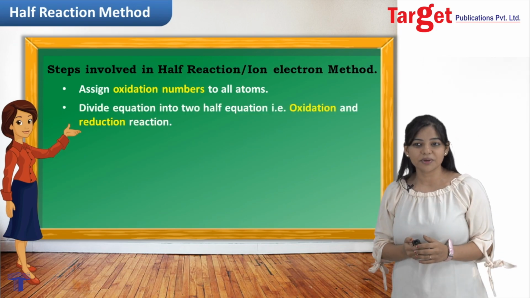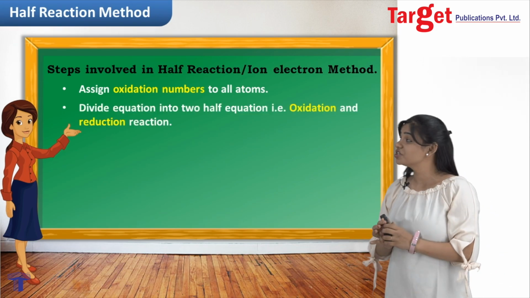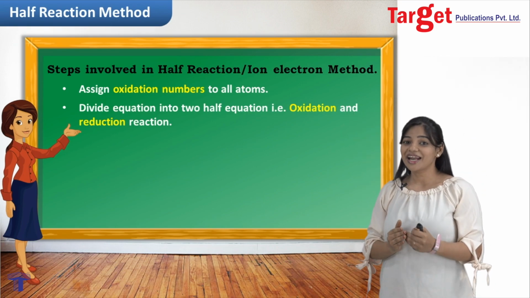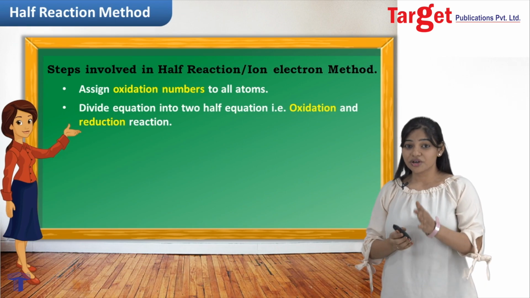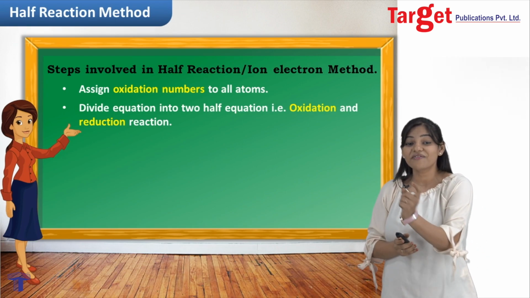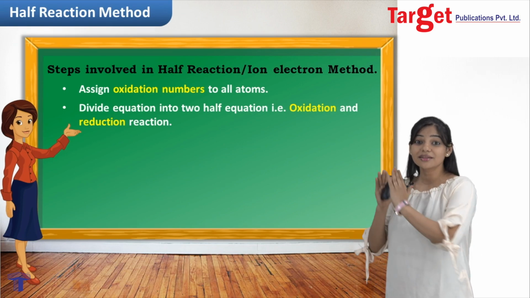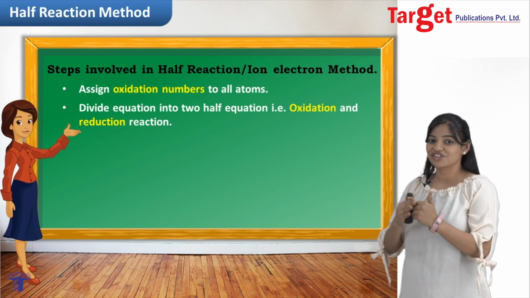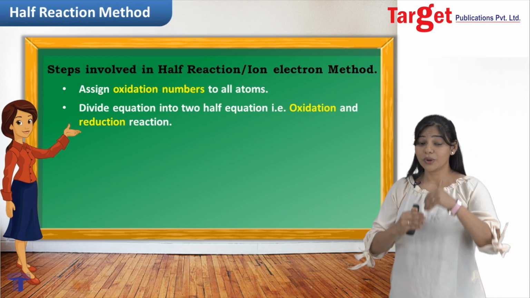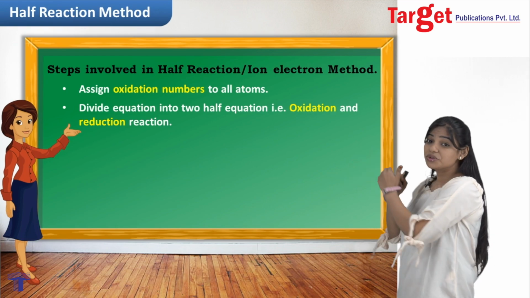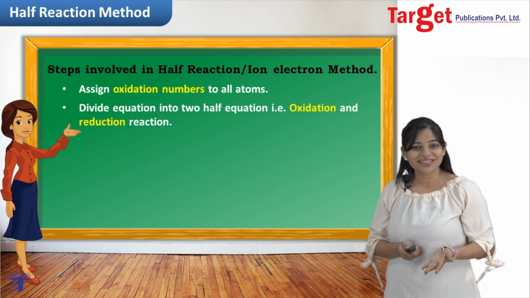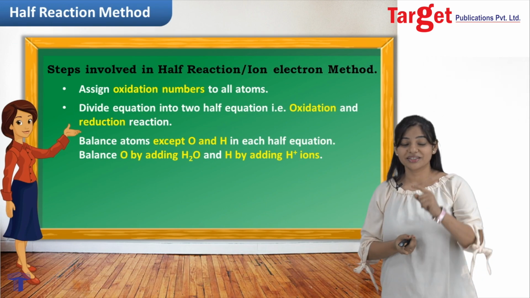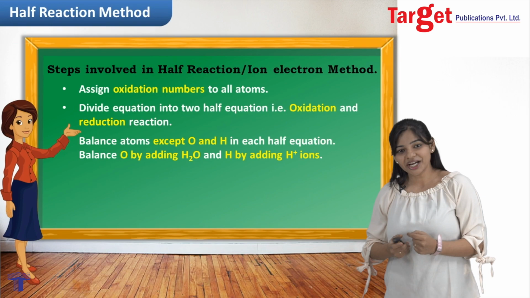The next step will be to divide the equation into two reactions, that is the oxidation half reaction and the reduction half reaction. Students, as the name suggests, half reaction method, we are dividing the equation into two parts, that is the oxidation half reaction and the reduction half reaction. Once we are done with dividing it into two different reactions, we will balance the atoms. Yes, so our third step will be to balance all the atoms except for oxygen and hydrogen.